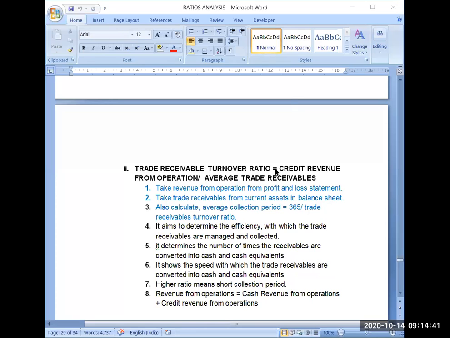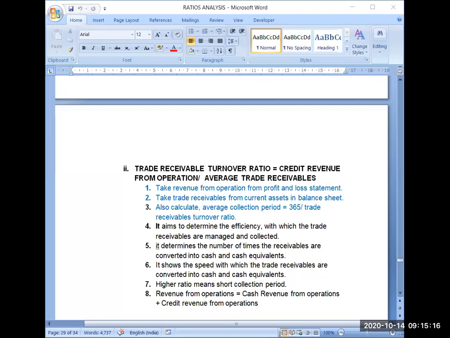So today we will be discussing trade receivable turnover ratio. And first thing, you should be clear about the meaning of trade receivable. What is trade receivable? Trade receivable has two components: debtors and bills receivable. If you have seen the balance sheet, there also in current assets you will find this term, trade receivables.